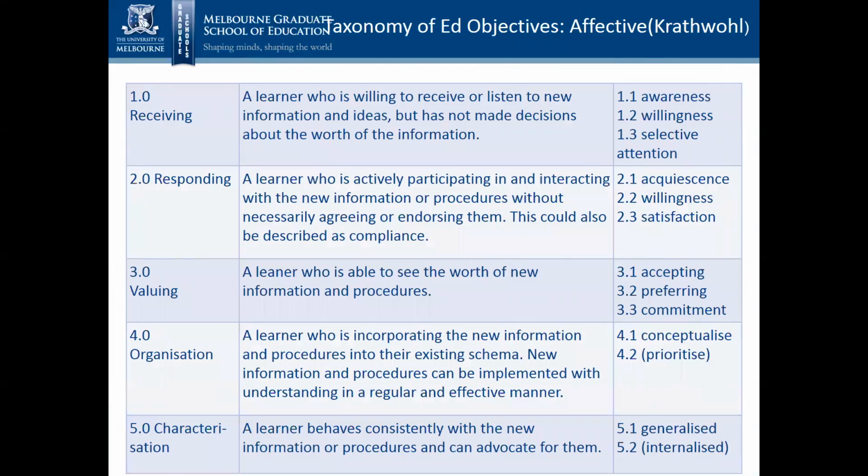Krathwohl has a taxonomy of attitudinal shifts from receiving through to characterising. Patrick Griffin would say that there's even a level before this of rejecting. You might see this in schools. So if you look at the levels between this, receiving, responding, valuing, organising and characterising, think about an example where you've had to have a shift in your attitude.